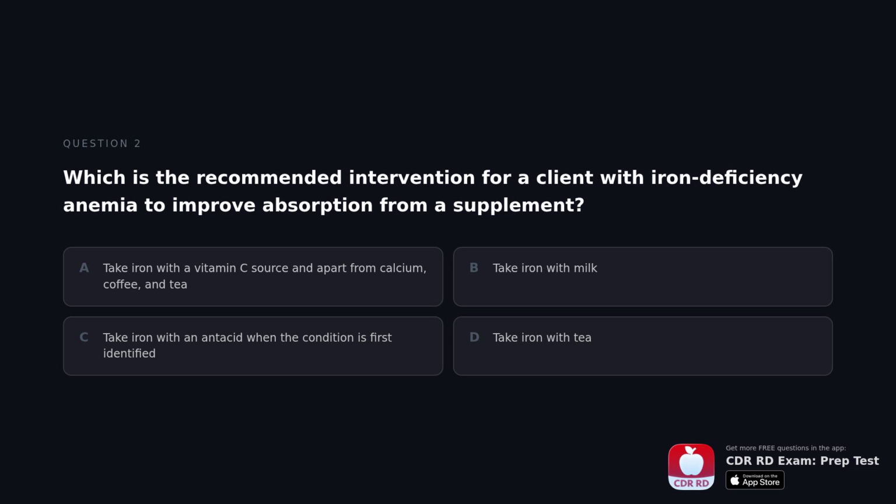Which is the recommended intervention for a client with iron deficiency anemia to improve absorption from a supplement? A. Take iron with a vitamin C source and apart from calcium, coffee, and tea. B. Take iron with milk. C. Take iron with an antacid when the condition is first identified. D. Take iron with tea.